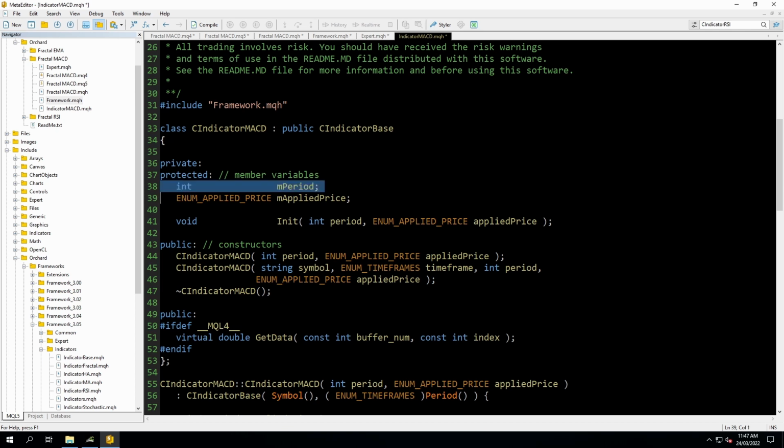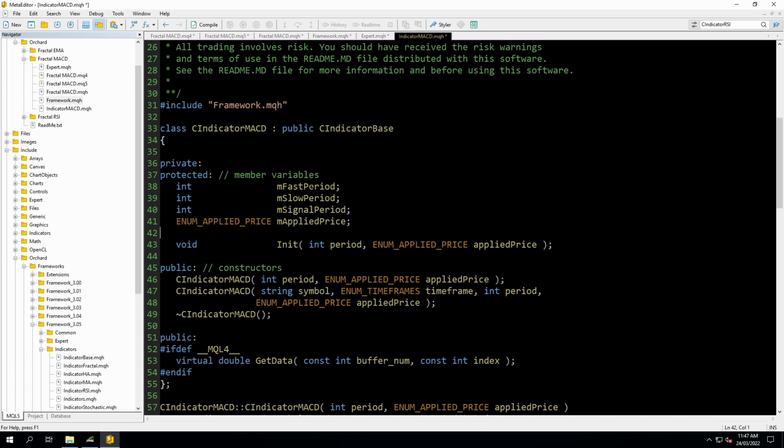The member variables, period and applied price, were for the RSI. MACD has different variables: a fast period, a slow period, a signal period, and the applied price. So I just update those. The init needs to capture those values. So these are the same things: int fast period, slow period, signal, and applied price.